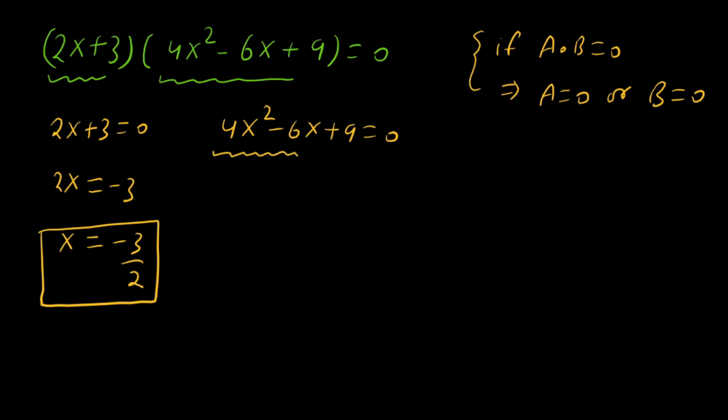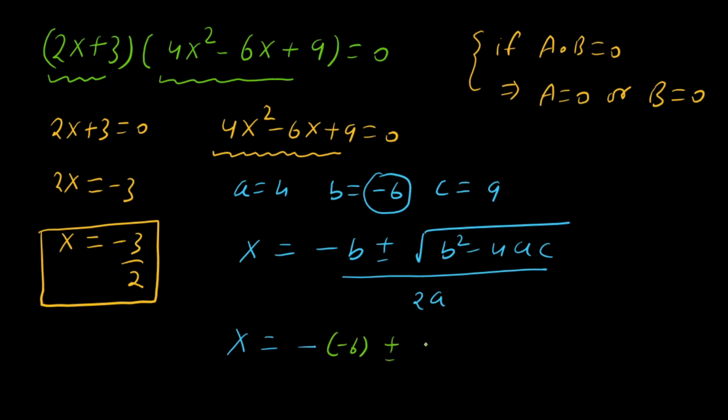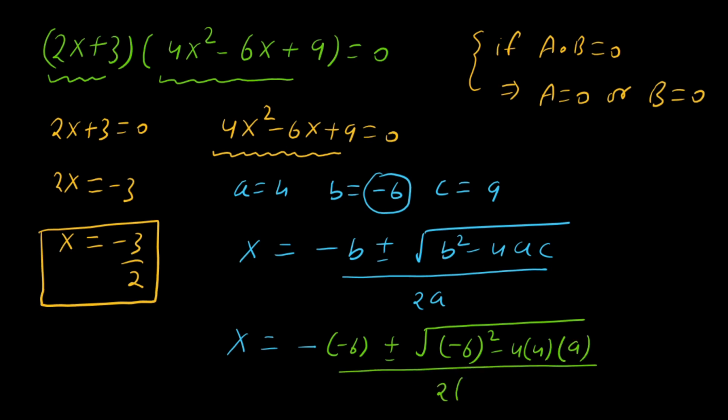Now, this is a quadratic equation. Here we will apply the quadratic formula. The value of A is 4, the value of B is minus 6, and the value of C is 9. We know that the quadratic formula is x equals minus b plus minus square root of b square minus 4ac, divided by 2 times a. Then x equals minus b, and the value of b is minus 6, so b is replaced by minus 6, plus minus square root of (minus 6) square minus 4 times a, which is 4, and c, which is 9, divided by 2 times a, which is 4.